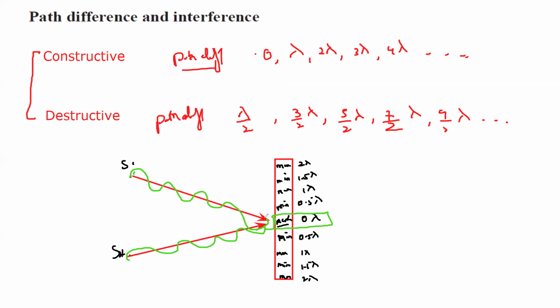Is this idea or concept of interference and path difference clear? Anyone having a doubt or a question up to this point?